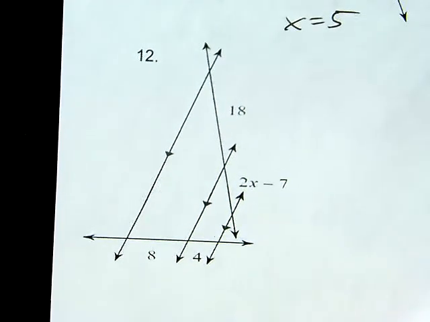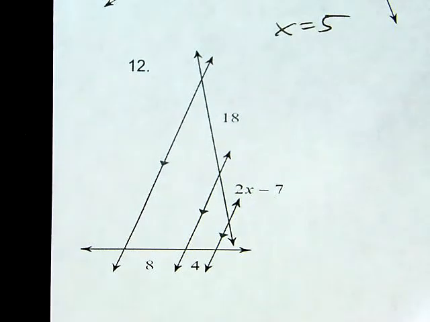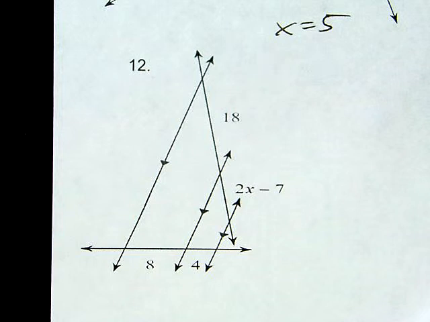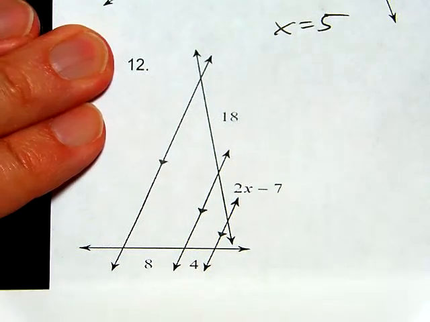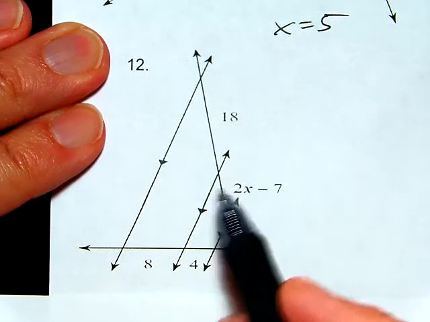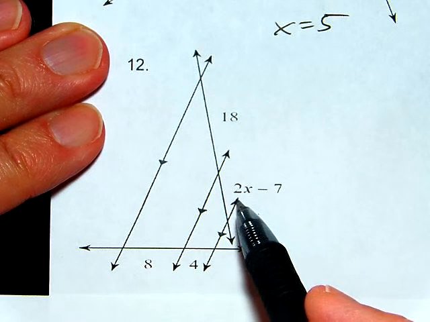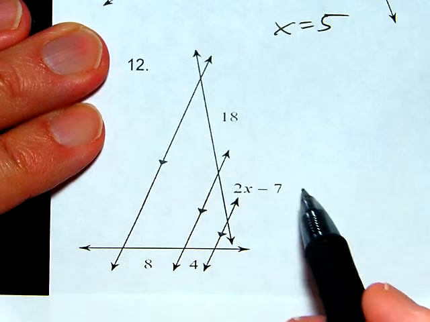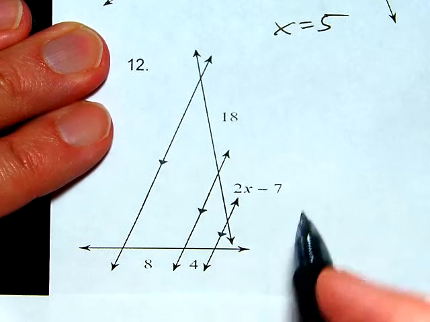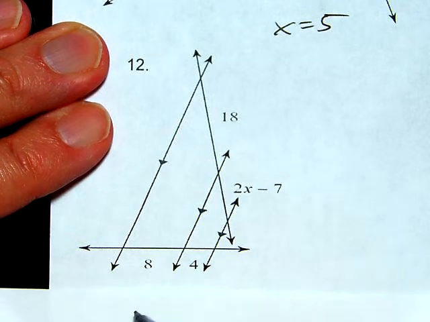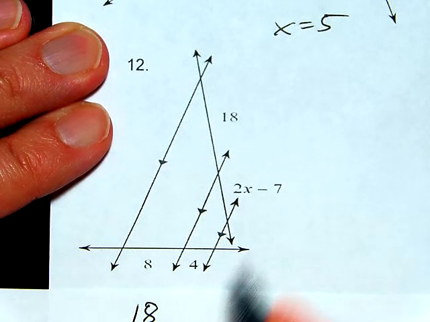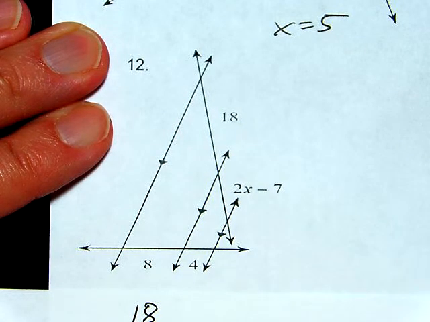And we've got ourselves a parallel line proportion problem. And this is a pretty straightforward one. We're given the lengths of each of the segments, and the only one that we don't know is this one that's 2x minus 7. So let's go ahead and make the proportions. 18 is to 2x minus 7 as 8 is to 4.